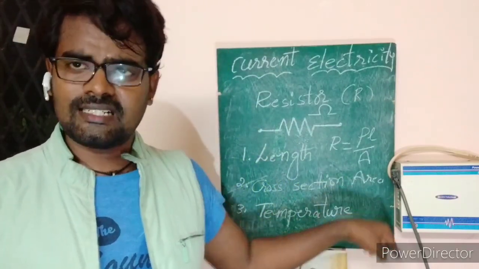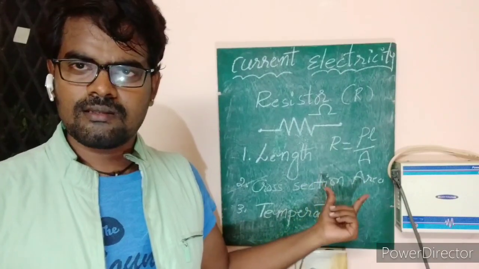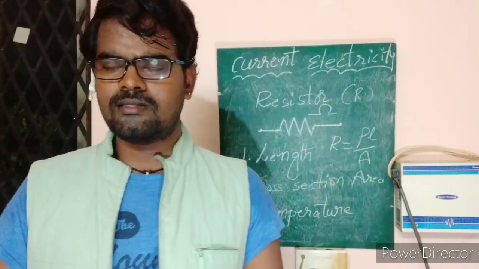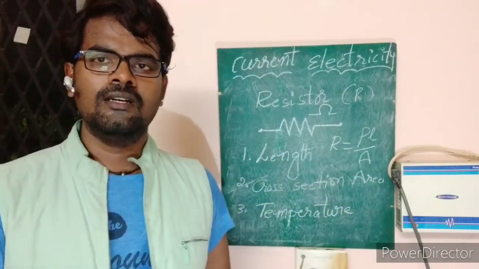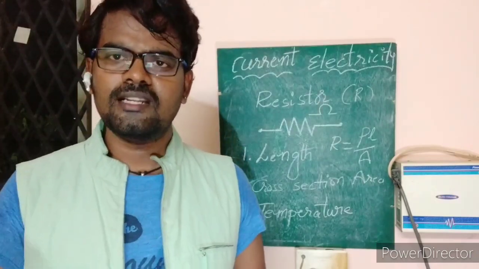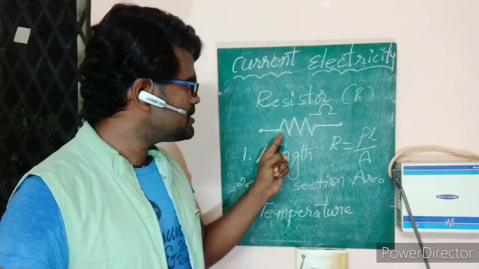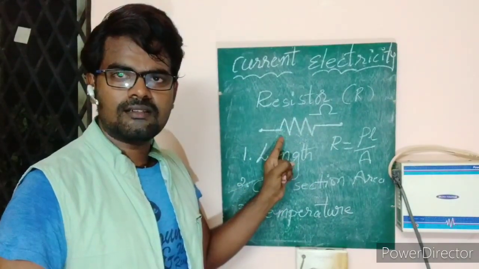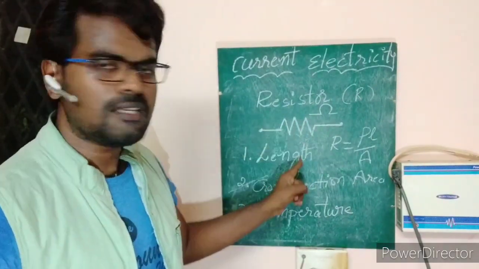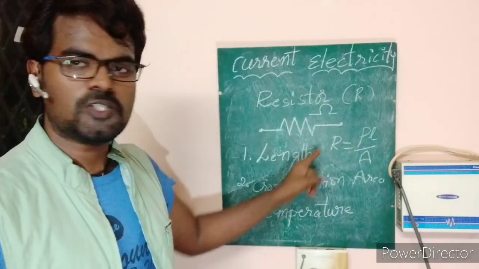Even though for a conductor also, it may consist of a little amount of resistance. Resistance is compulsory. Resistance may definitely be present in any substance. This resistor is represented by this symbol. This symbol is the resistor symbol: three peaks up and three peaks down. This is the standard representation of a resistor.